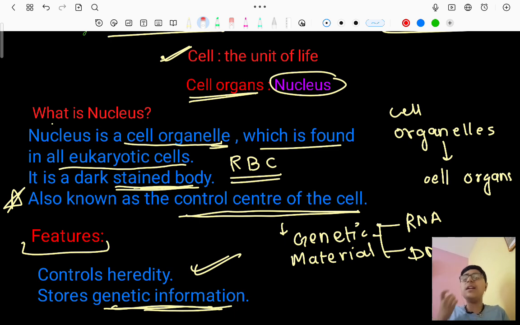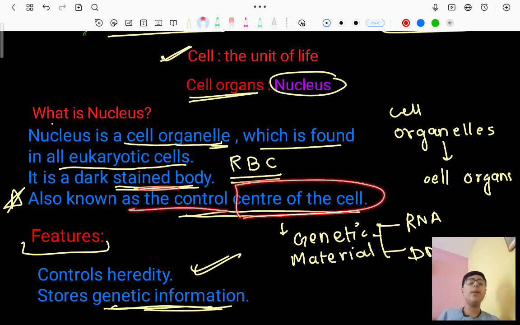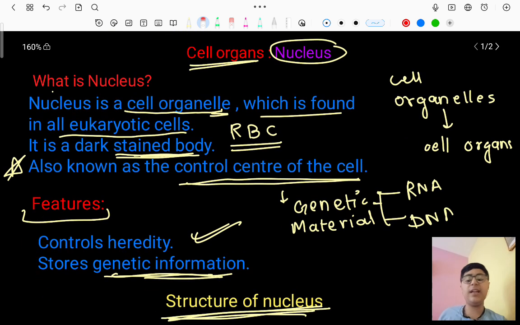Okay, it is a dark stained body. It is also known as the control center of the cell. Why? Because it controls the heredity and stores the genetic information. It is the control center of the cell because it has DNA. It controls all the functions of the cell. It is also known as the brain of the cell. Control heredity and store genetic information.